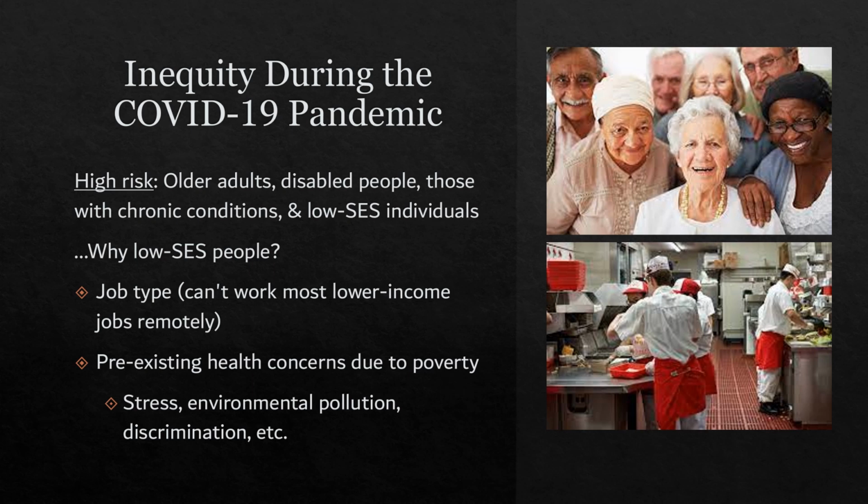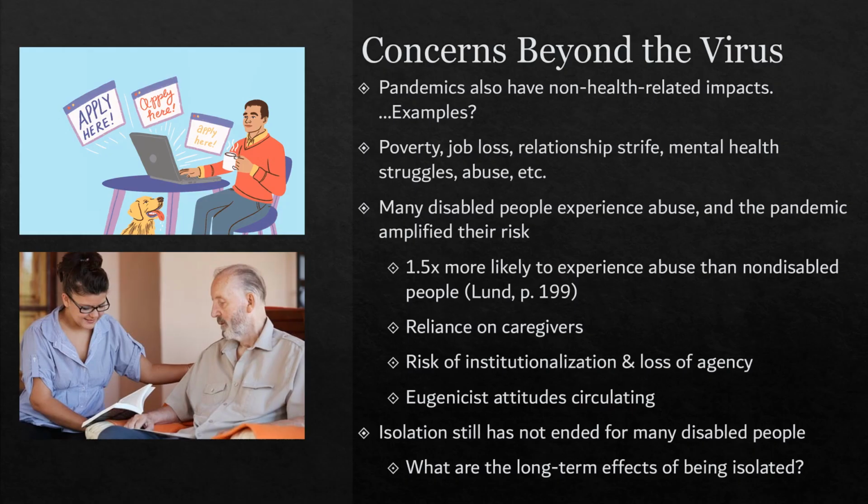Those pre-existing health concerns due to poverty, that stress experienced in poverty, environmental pollution in a living environment, experiences of discrimination, which of course could come with intersections with race, disability, all kinds of other identity factors. All of these factors combine to create a high risk situation for a lot of the members of our community. And then beyond the immediate health risks of the virus itself, during a pandemic, there are a lot of non-health related impacts. A lot of people experienced poverty, job loss, relationship difficulties, mental health struggles, abuse in their family or their home life, and so on and so forth.